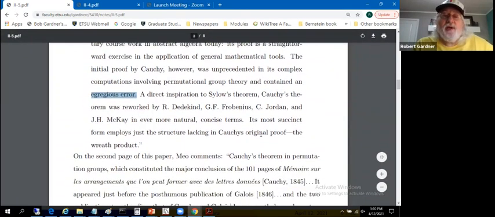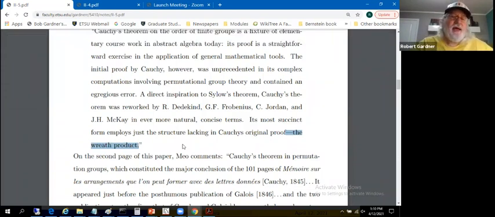A direct inspiration to Sylow's theorems, Cauchy's theorem was reworked by Richard Dedekind, G.F. Frobenius, C. Jordan, and J.H. Mackay in ever more natural, concise terms. Its most succinct forms employ just the structure lacking in Cauchy's original proof, the wreath product. I haven't dug into this in detail as to what the wreath product is. I rather suspect it's related to those p-tuples and the cutting things off, the group action that we used.